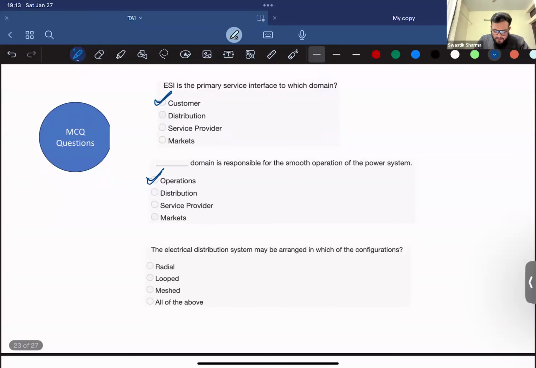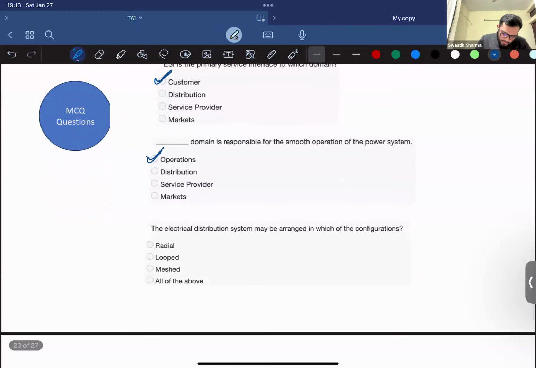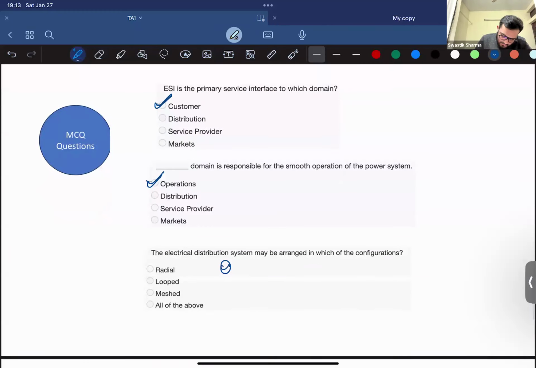Next, the electricity distribution system may be arranged in which of the configurations? A radial configuration is something like this. You have a point of common coupling, and you have loads connected to different buses, each going like this. So this is a radial configuration.